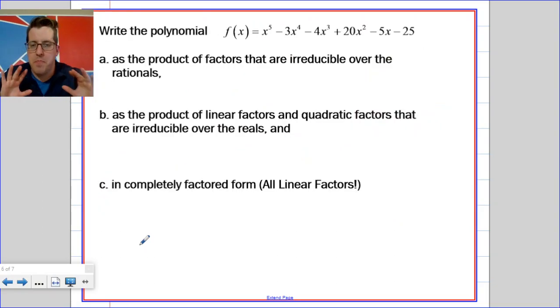Okay, the big thing that we are going to be doing, what we're leading up to in this unit, we're going to start with right here. It's going to give us a big polynomial, and it's going to ask us to write it as a product of factors that are irreducible over the rationals, linear and quadratic factors that are irreducible over the reals, and in completely factored form, or all linear factors. So let's start with part A.